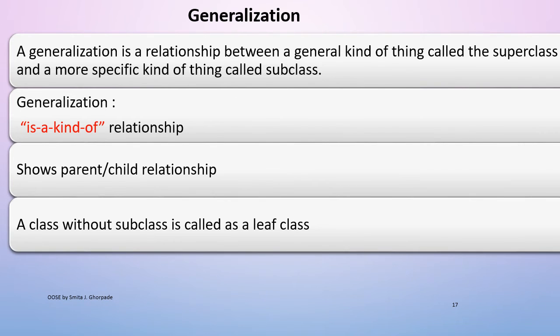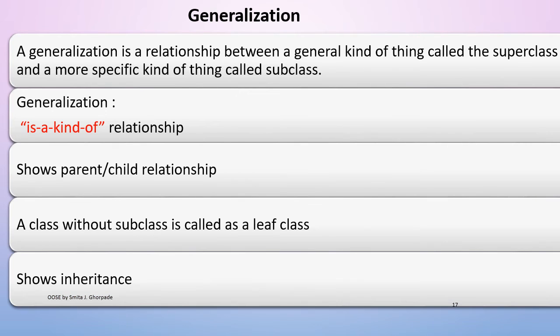A class without a subclass is called a leaf class. Bottom level classes are usually called leaf classes. There is no further exploration for the bottom level classes. Generalization is used to show the inheritance mechanism.